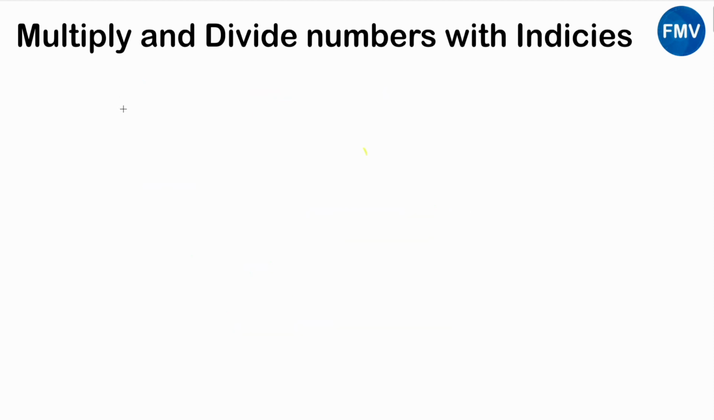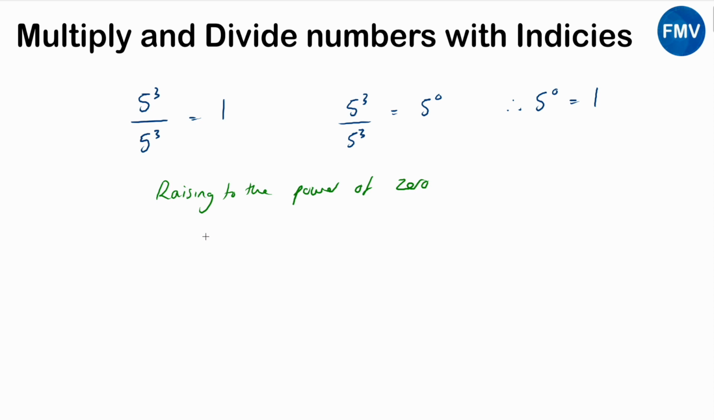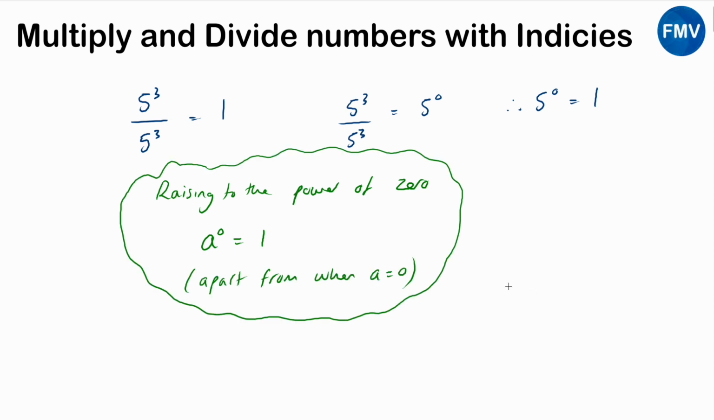Finally, for this section, we'll look at raising to the power of 0. If we have 5 to the power of 3 divided by 5 to the power of 3, we know any number divided by itself is always equal to 1. If we look at this using the index laws, we have 5 to the power of 3 divided by 5 to the power of 3. With division, we subtract. 3 minus 3 is 0. We have 5 to the power of 0. These are exactly the same, so these are also equal to each other. So therefore, we can say that 5 to the power of 0 is equal to 1. So our rule for raising to the power of 0 is a to the power of 0 is equal to 1. However, that is true for all numbers except 0. So that's our final rule for multiplying and dividing with indices.